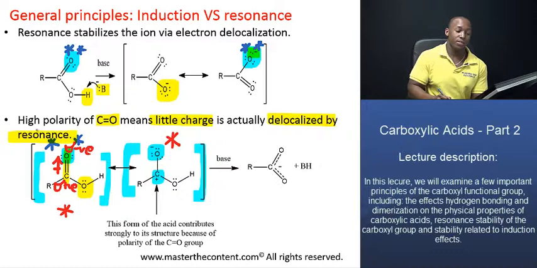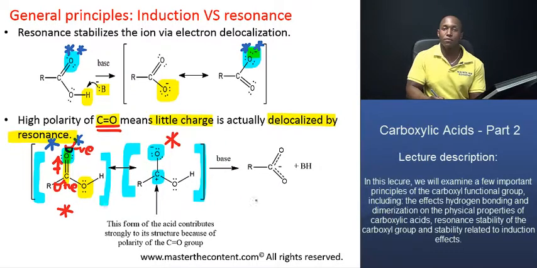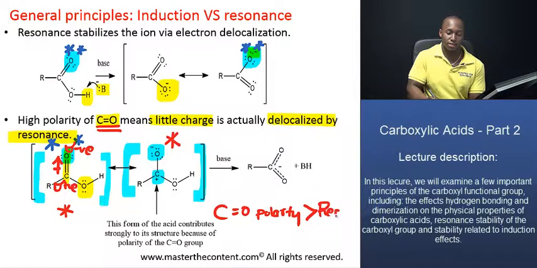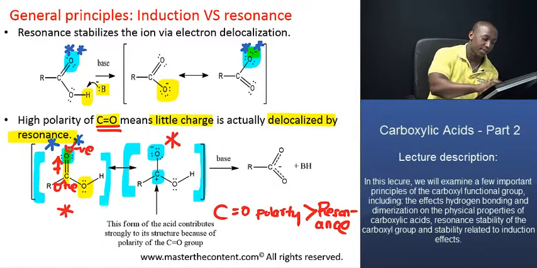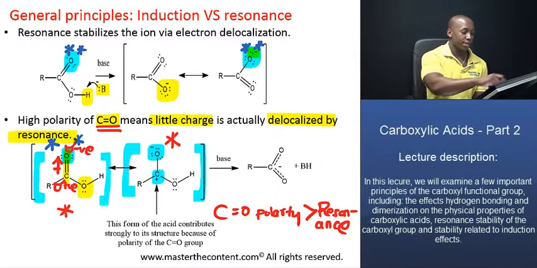And for that reason, the polarity of the carbonyl group is way more of an important factor in the stabilization of the carboxylate anion than is resonance. So in this case, inductive stabilization by the polarity of the carbonyl group is so much more important than resonance. And I hope you have understood the reason as to why this is the case. So we're going to move on right now.